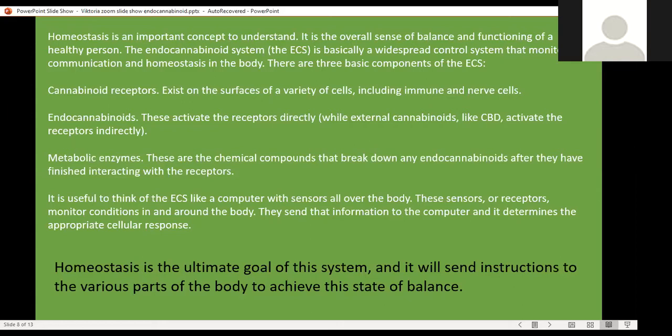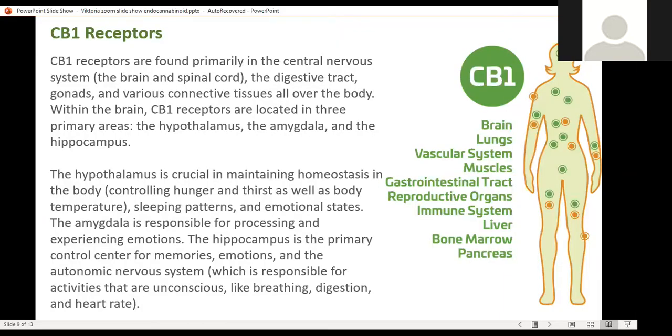It is useful to think of the endocannabinoid system like a computer with sensors all over the body. These sensors, or receptors, monitor conditions in and around the body. They send the information to the computer and it determines the appropriate cellular response. Homeostasis is the ultimate goal of this system, and it will send instructions to the various parts of the body to achieve the state of balance. So let's talk about your different receptors.